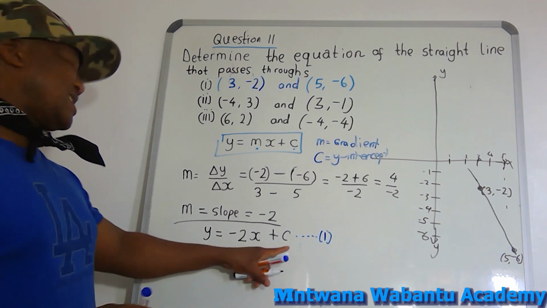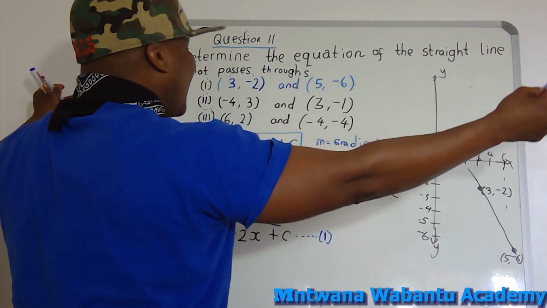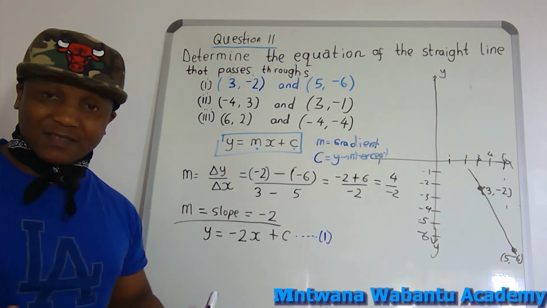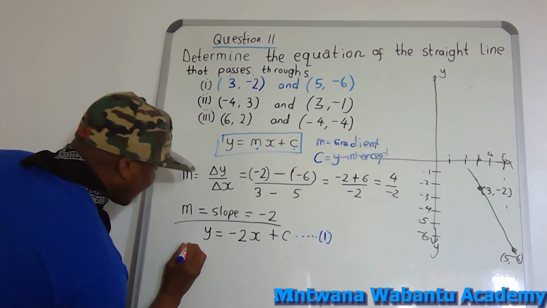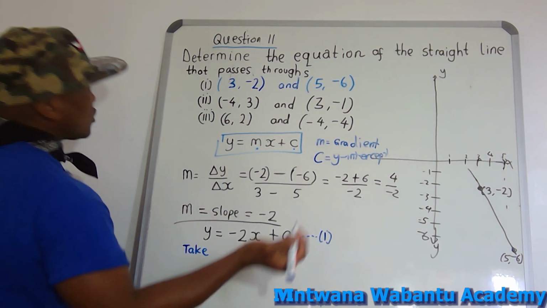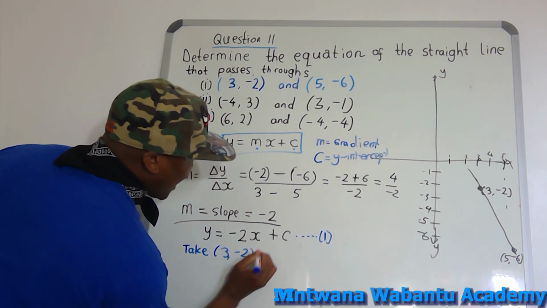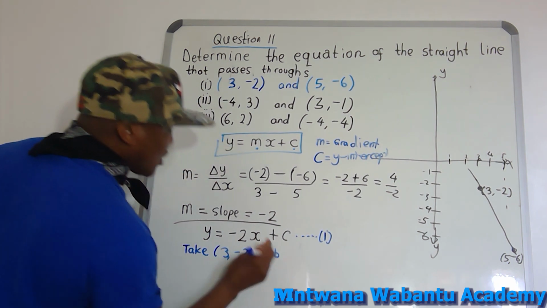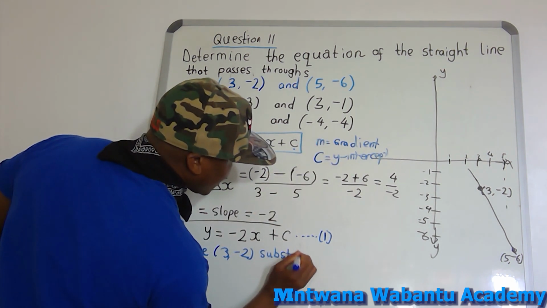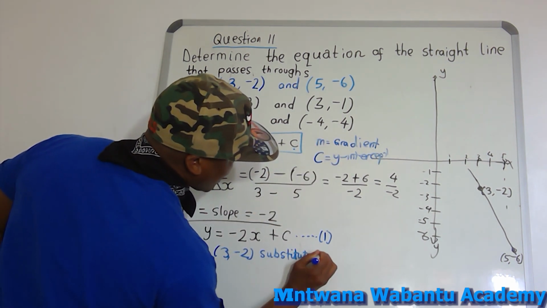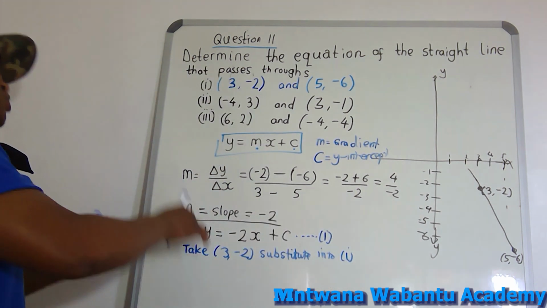So now we want to get c. For you to get c, take any of these two coordinates. Any, it doesn't matter whichever, it's going to give you the same answer. So either you take this or that. Whichever you decide. Okay, let's take this one. Take 3 and -2, and then substitute, or plug in, into this equation here, the previous one, which is 1. This will help you to get c.